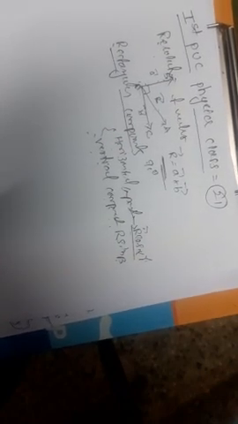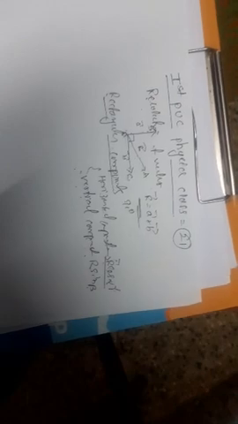The derivation is already there. This is an important 5 marks question: what is the meaning of rectangular component, and how to prove that the rectangular components are mutually perpendicular to each other. This concept was already discussed in the previous classes.